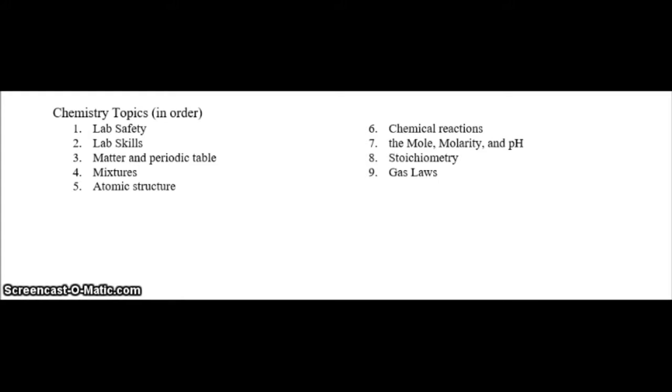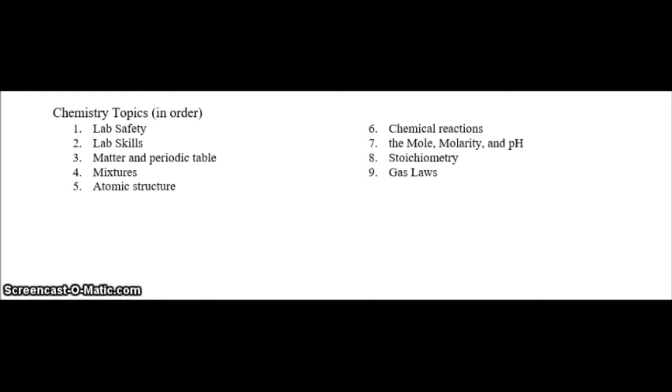We're going to start with lab safety, and that's Unit 1. In lab safety, we'll talk about how to be safe in the lab, what to do when emergencies happen, and general procedures that you need to be aware of in order to come out of a chemistry lab in the same physical condition you went into it.